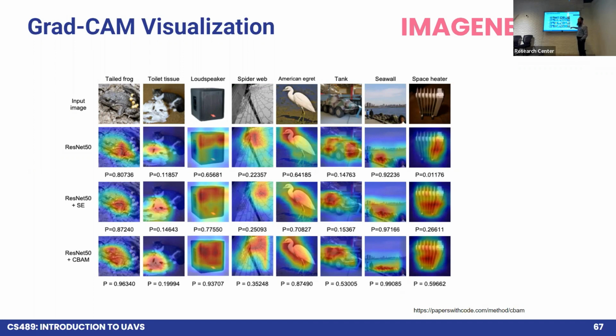Look at the probability here and look at the probability here. Okay, look at the probability here as well. So in all cases, the probability of classification is much higher when we apply the attention module. From 0.8, 0.96, 0.87, 0.11 here, 0.19. Here it's low because it's confusing.